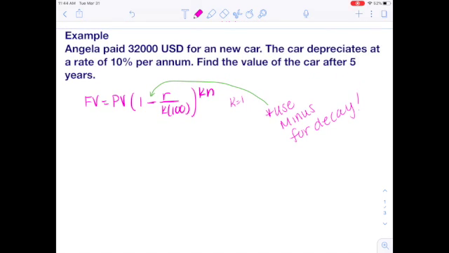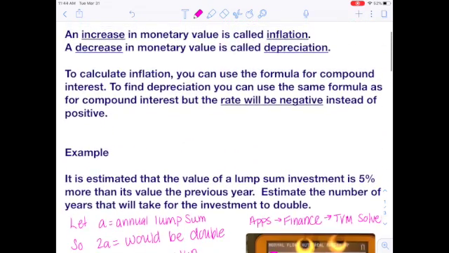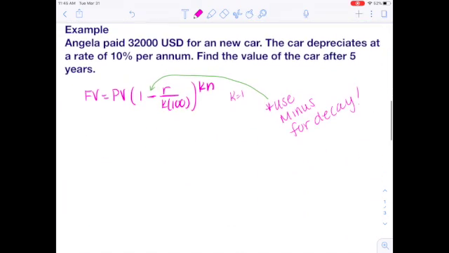All right, moving on to our next example. This is an example of a depreciation. The other example, back up here, was inflation. Now we're decreasing our money. So Angela, hi Angela, paid $32,000 US for a new car. The car depreciates at a rate of 10% per annum, so that's per year. Find the value of the car after 5 years.